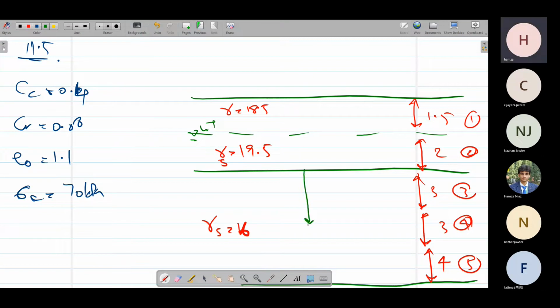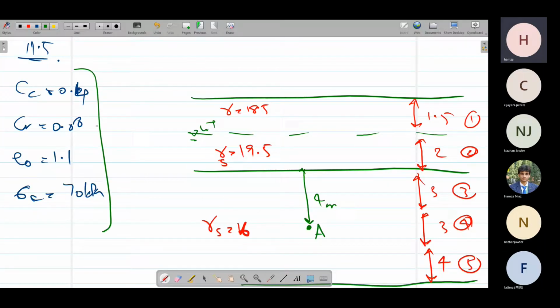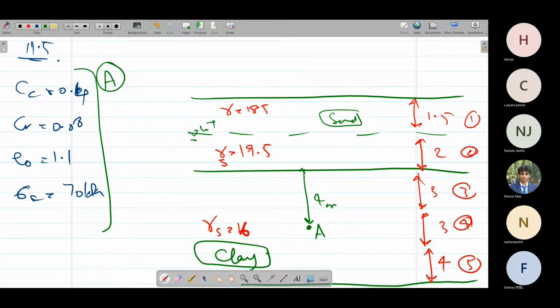Now we have taken a sample at 4 meter depth. We call this point A. We have taken this 4 meter sample here at A and performed a consolidation test on it, and we got all these values. First of all, we have to check whether this clay layer is normally consolidated or overconsolidated. This is the clay layer and this is a sand layer. The sand layer we can simply ignore, since consolidation does not occur or is very much negligible in sand. In the clay layer it is important.